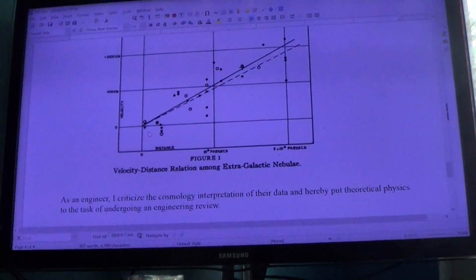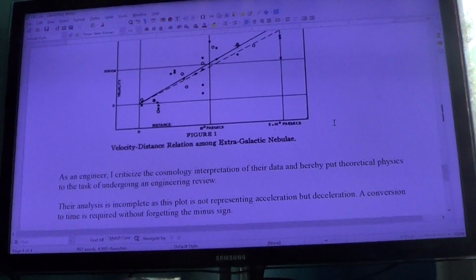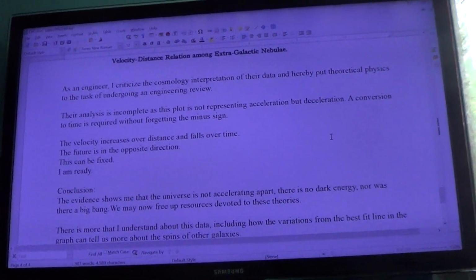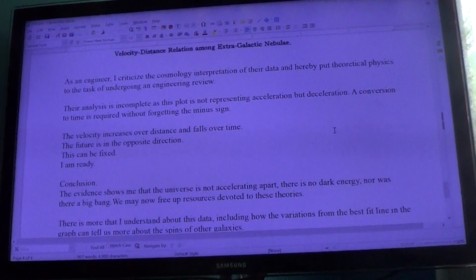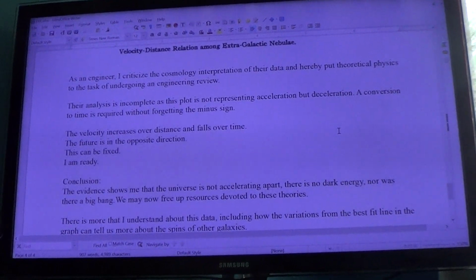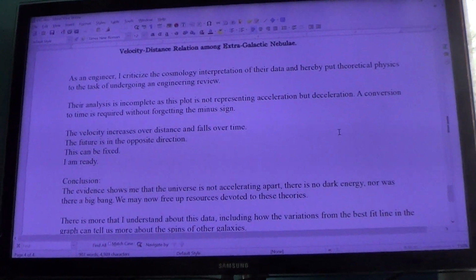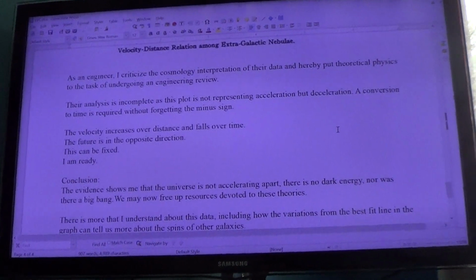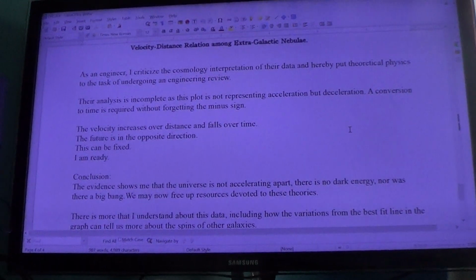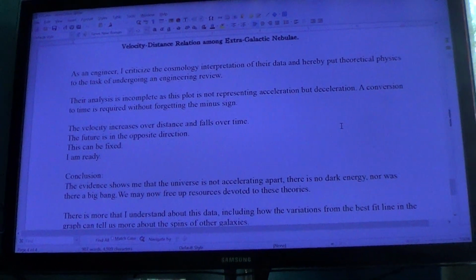So clearly we have a line going up. Vaguely straight, but not really. As an engineer, I criticize the cosmology interpretation of their data and hereby put theoretical physics to the task of undergoing an engineering review. Their analysis is incomplete, as this plot is not representing acceleration but deceleration. A conversion to time is required without forgetting the minus sign. The velocity increases over distance and falls over time. The future is in the opposite direction. This can be fixed. I am ready.